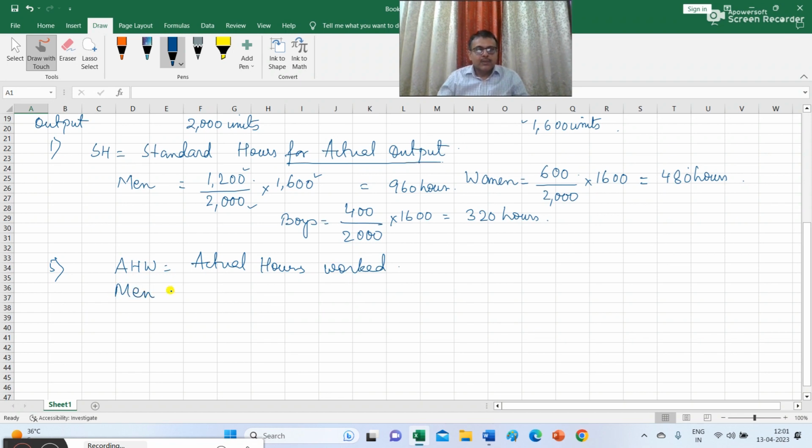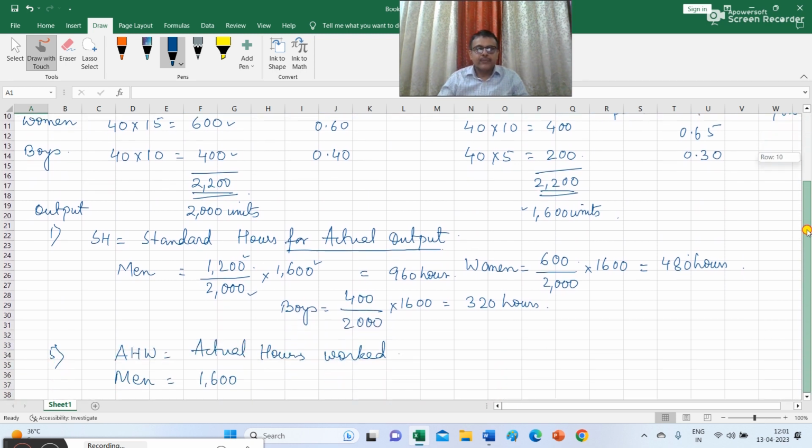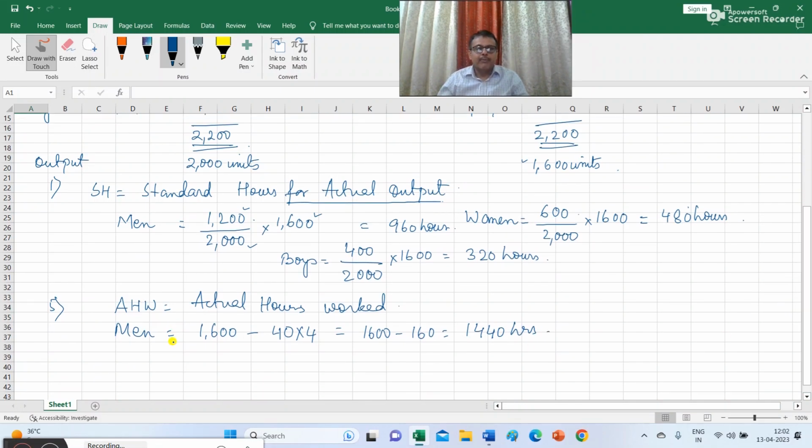So for men, this is 1600 hours. So actual hours paid is 1600 hours. It is written from the table. And how many hours were lost? So there were 40 workers, and each worker has lost 4 hours during a week. So 40 workers multiplied with 4. So 1600 minus 160 is 1440 hours. So actual hours worked for men is 1440 hours.